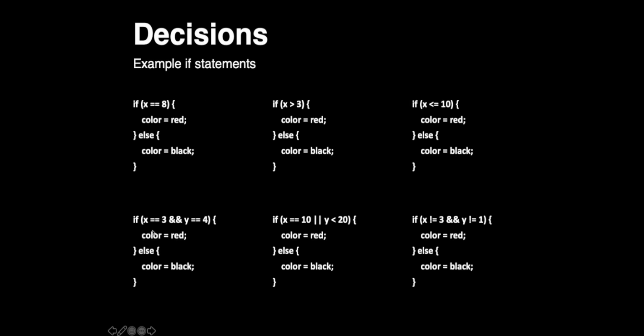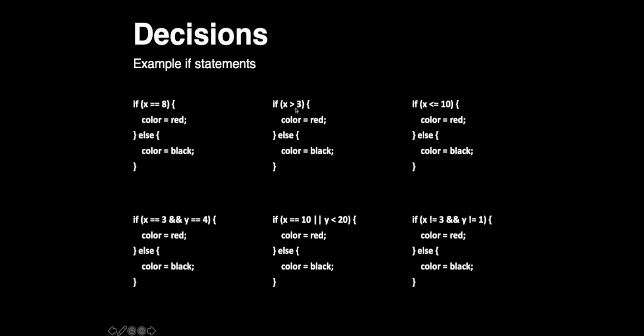So here are some examples. Let's just go through these one by one. So if x is equal to 8, then the color is red, else it's black. So if x equals 10, which is not 8, then that's going to be false and it's going to be black. If x equals 8, which is true, then it's going to be red.